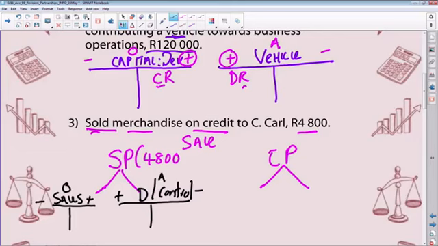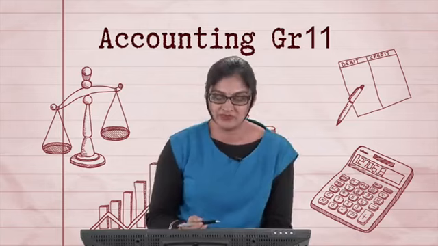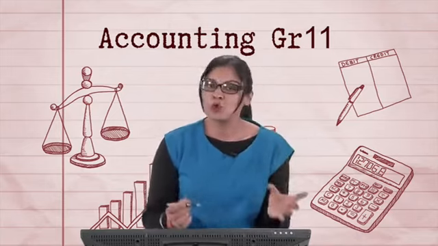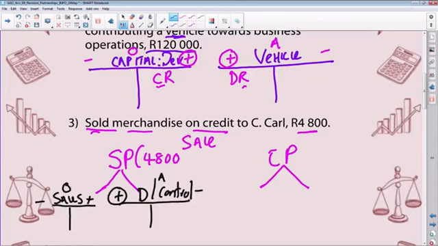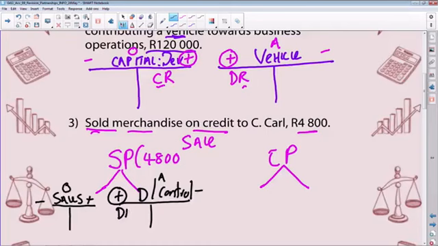Right, let's start with debtors control. You can start with sales as well, it doesn't really matter. I just want to start with debtors control. The business sold on credit, which means the debtors now owe the business money, or the debtor in this case, Carl, is now owing the business money. So the balance for debtors control is going to increase because someone now owes the business money. So debtors control will be debited with that amount of 4,800. You guys got that. Right.